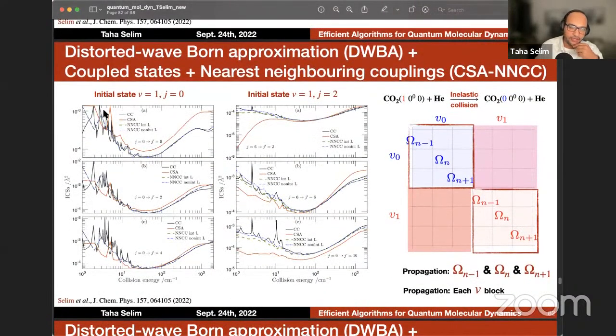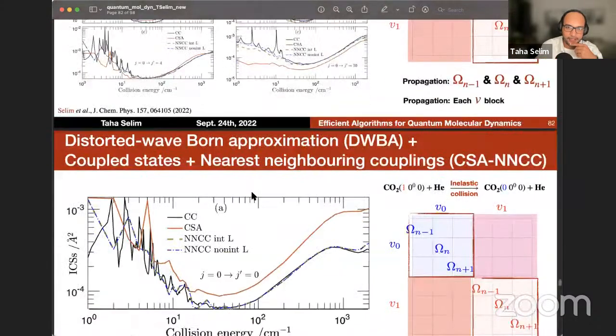Here we see the independent results for the NNCC. The theoretical formalism of NNCC was published by Yang in a Chinese group first, and we have combined the NNCC with the distorted wave-Born approximation to get that nice efficient algorithm. And we see here that the results, when we go away from the resonance part, match with the exact results. I'm going to highlight this here.